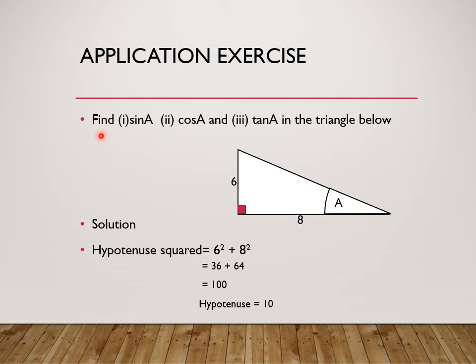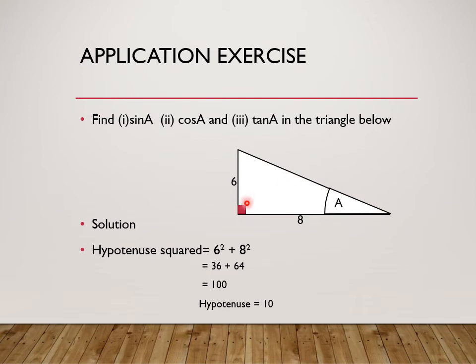You may be given a triangle to find the sine, cos, and the tan of a given angle. For example, find sine A, cos A, and tan A in the triangle below. This is a triangle, and the angle is A. It is a right angle triangle because this angle is 90 degrees. So the opposite to A is 6, and the adjacent to A is 8. But we need the hypotenuse to get their ratios.